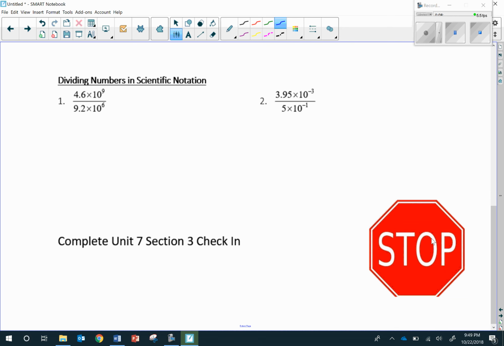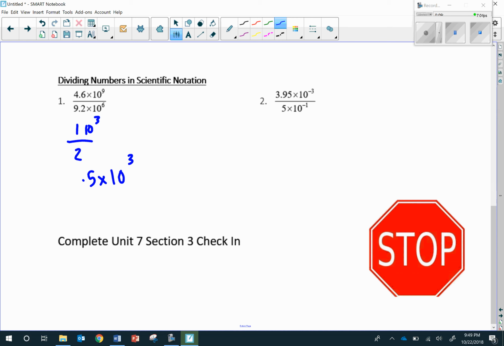All right. Our last section, we're going to talk about dividing numbers in scientific notation. So if you look in the first one, 4.6 is half of 9.2. So I'm going to go ahead and write that as 1/2. 10 to the 9th and 10 to the 6th, if we subtract those, we get 10 cubed, or 10 to the 3rd power. That could also be written as 0.5 times 10 cubed.